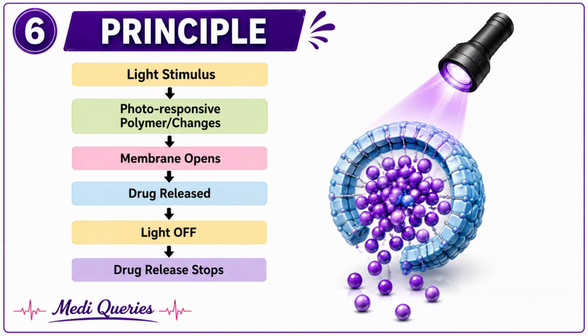So principle. Now let's understand the principle. Inside the formulation is a photoresponsive polymer or hydrogel. When light falls on the polymer, what will happen? The polymer changes its structure, so the membrane becomes permeable and the drug is released rapidly. When the light is removed, the membrane returns to its original state and the drug release stops. So remember this flow: when you switch on the light, the polymer changes, the membrane opens and the drug is released. When the light is off, the drug stops.